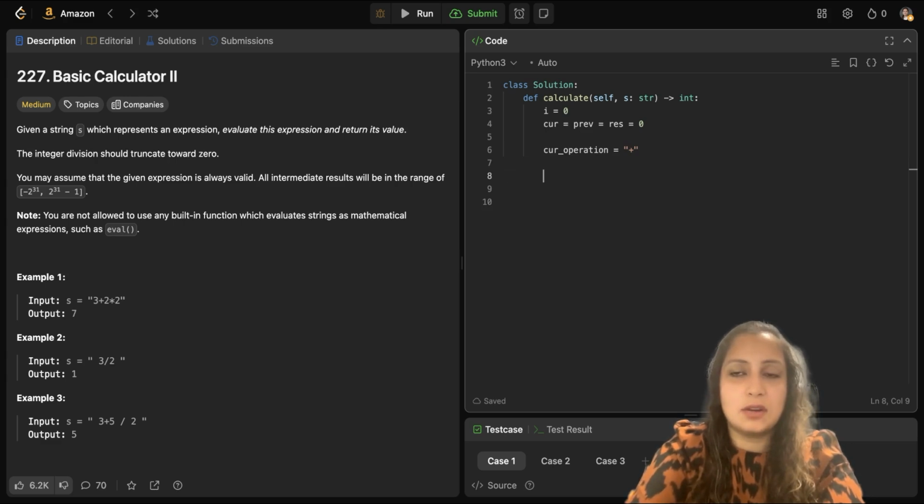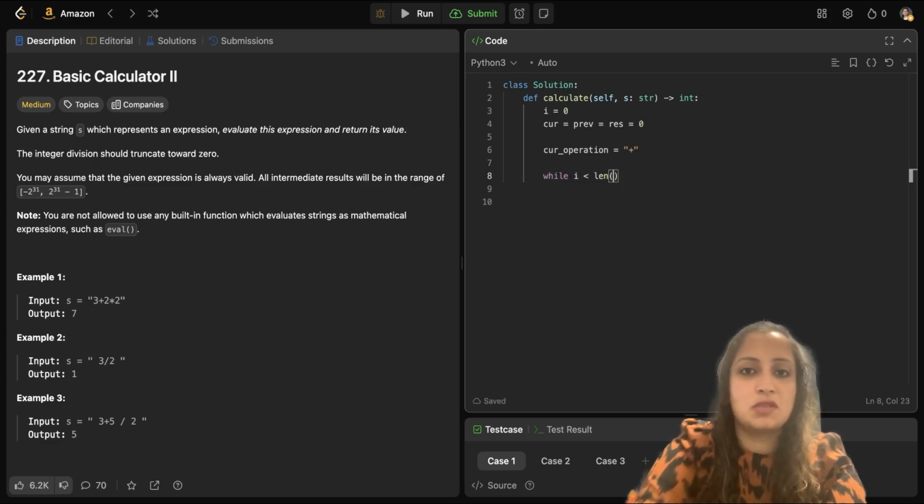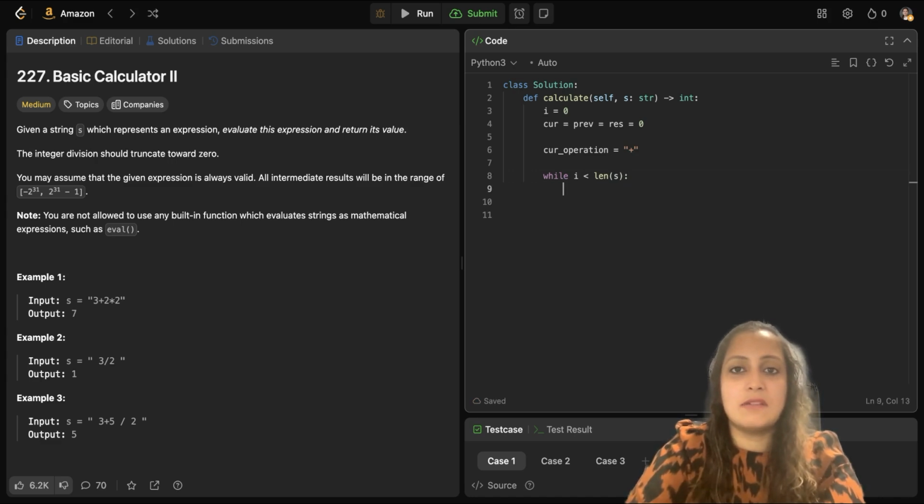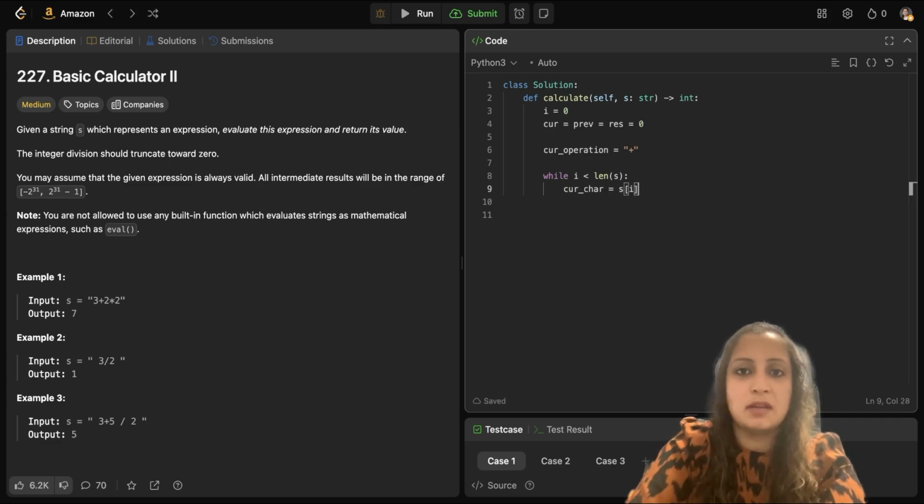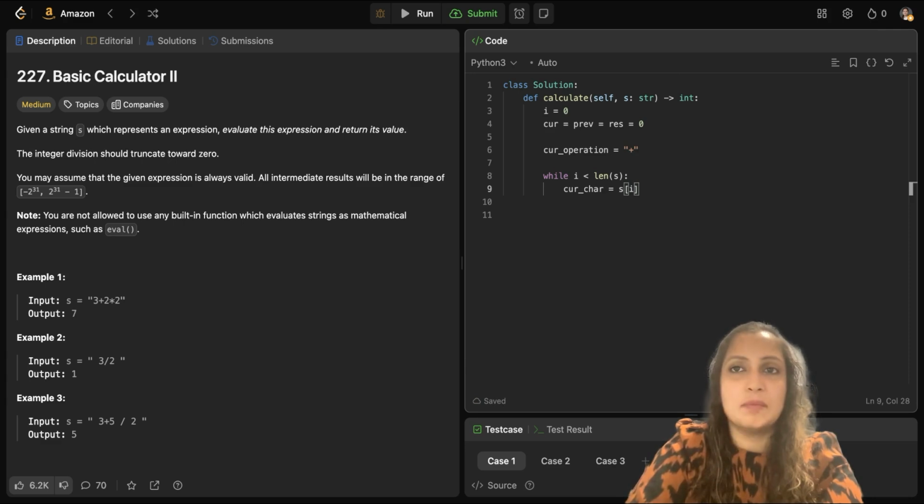Now after that, I will start my first loop. So while i is less than the length of the string, which is given to me, the string is s, I'll run that while loop. And I will take my current character. So my current character would be s of i, because my current pointer is i. And then I will check, because my value at any point could be either a space character or a digit or a mathematical operation. So I will first check if my current character is a digit.